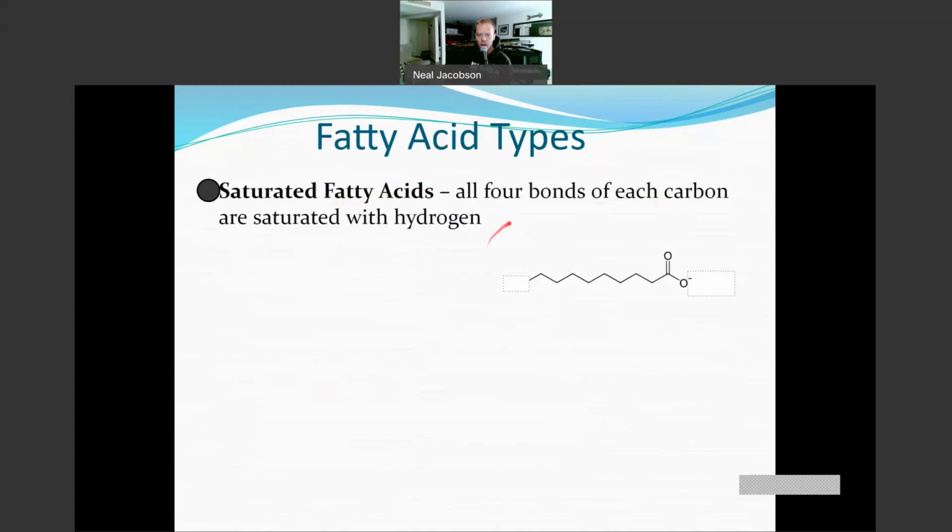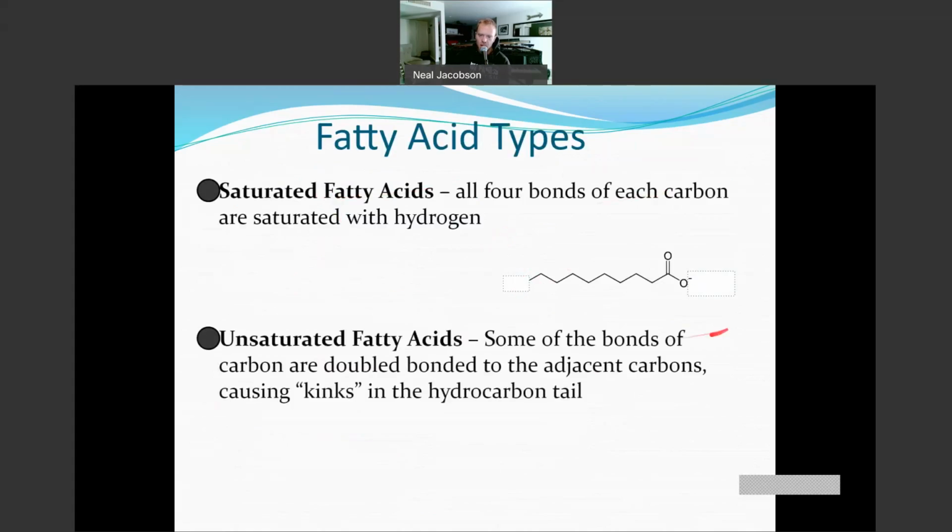But it means that every bond that's not taken up by an adjacent carbon is going to have a hydrogen attached. Now, unsaturated fats are where some of the bonds between the carbons in that hydrocarbon tail are double bonded to the adjacent carbon. So that means one of each of those carbons' bonds are now being joined together with each other. So it'll have two. Each carbon will be sharing two electrons with the other carbon. So it makes a double bond.